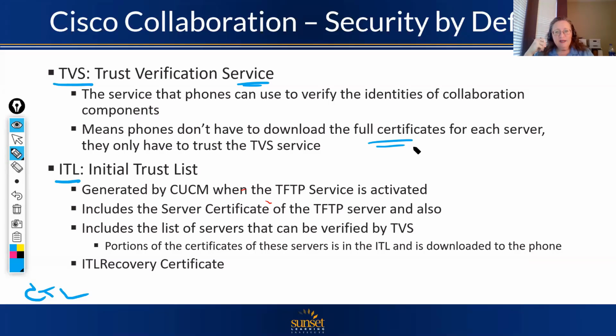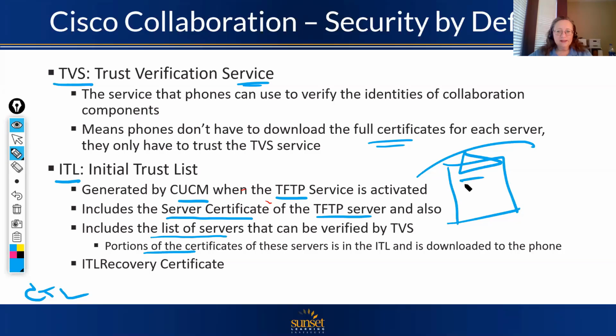So what the Trust Verification Service does is it works with the initial trust list. The initial trust list is generated by CUCM when the TFTP service is activated. It does include the full server certificate of the TFTP server, but it also includes a list of servers and a portion of their certificates that the phone should trust. So I download that now into the phone, and you can go and look at the ITL on the phone, and you'll see the hash. You don't necessarily see all the stuff, but contained in the ITL is a list of certificates and the partial information about all the servers, including for each server a hashed signature.